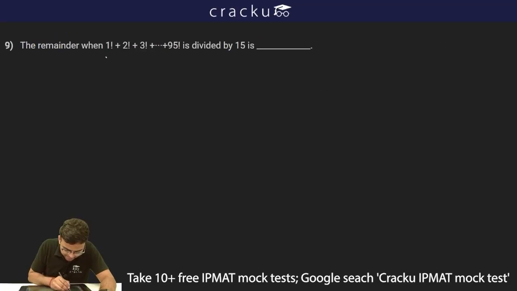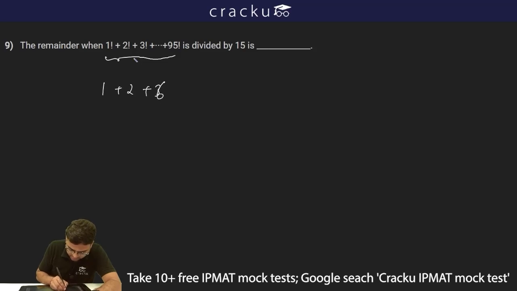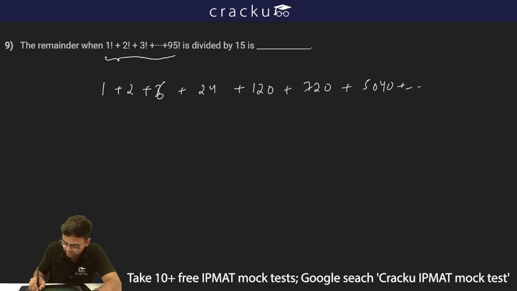The remainder when 1 factorial plus 2 factorial plus 3 factorial plus and so on up till 95 factorial is divided by 15 is. Okay, so let's expand this. 1 factorial is 1, 2 factorial is 2, 3 factorial is 6, 4 factorial is 24, 5 factorial is 120, 6 factorial is 720, 7 factorial is 5040, and this continues.